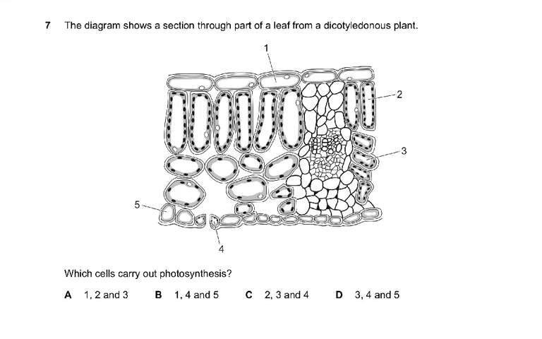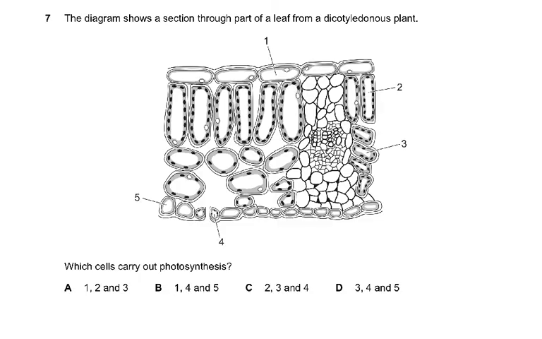Question number 7, the diagram shows a section through a part of a leaf from a dicot plant. Which cells carry out photosynthesis? Now, naturally, 1 is the upper epidermis, which doesn't have any chloroplast. So 2, and then 3, and then 5, and then 4. They expect you to really answer which cells carry out photosynthesis. So no chloroplast here, this can't do.